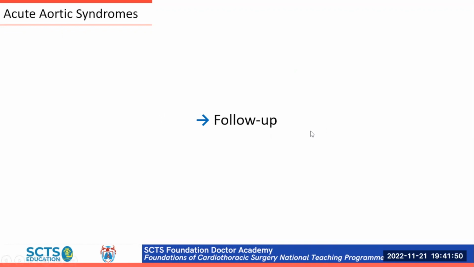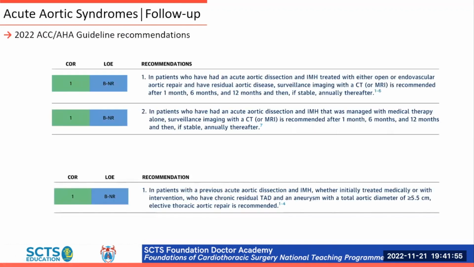Follow-up. So what is happening when the patient is discharged? The recent American guidelines finally summarize for the first time a clear pathway. So when the patient is operated on, a CT scan or MRI needs to be performed after 1 month, which is your baseline, then at 6 months, 12 months, and if everything is okay, annually thereafter. The problem is when there is a residual dilatation of the aorta, and when this exceeds 5.5 centimeters, a reoperation is recommended.